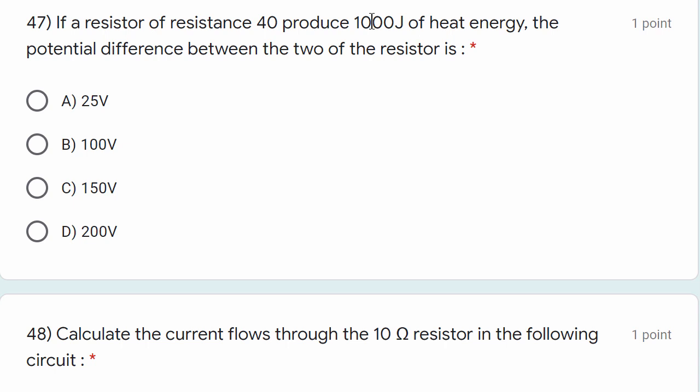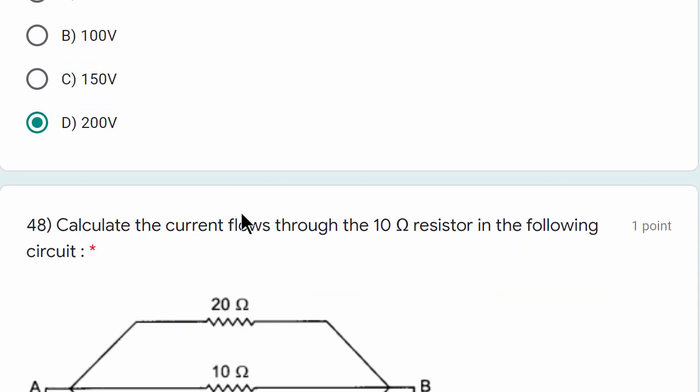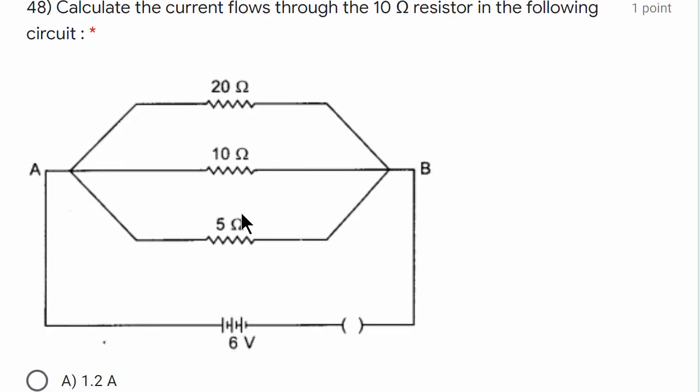Now, what do we know about energy? We know that it is V square by R. So if only the potential difference is unknown, then we can write V square divided by R. So V square by 40, because 40 is the resistance, and that is equal to 1000, which means V square will be 1000 times 40, which is 40,000. Now taking the square root of 40,000, you get 200 volt. So 200 volt is the correct answer. Okay. Here we must use the V square divided by R equals heat equation. Next.